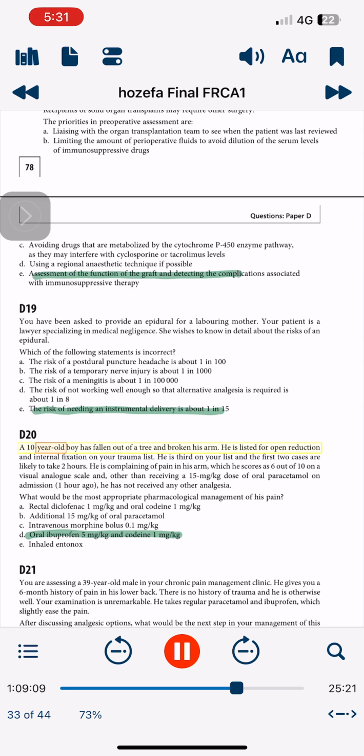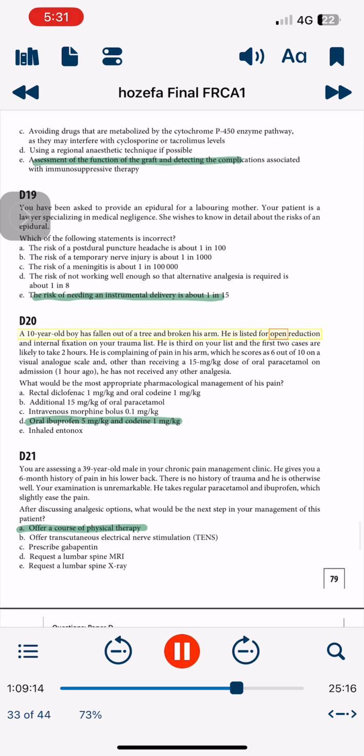D20. A 10-year-old boy has fallen out of a tree and broken his arm. He is listed for open reduction and internal fixation on your trauma list. He is third on your list and the first 2 cases are likely to take 2 hours. He is complaining of pain in his arm, which he scores as 6 out of 10 on a visual analog scale and, other than receiving a 15 mg/kg dose of oral paracetamol on admission 1 hour ago, he has not received any other analgesia. What would be the most appropriate pharmacological management of his pain?